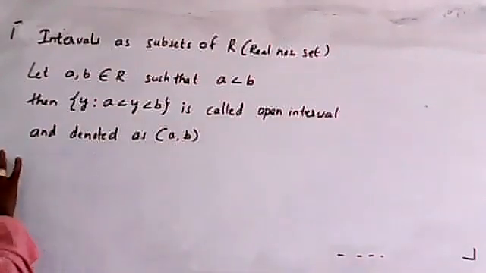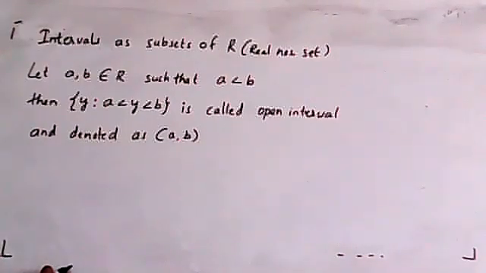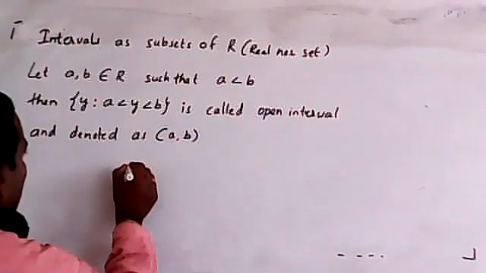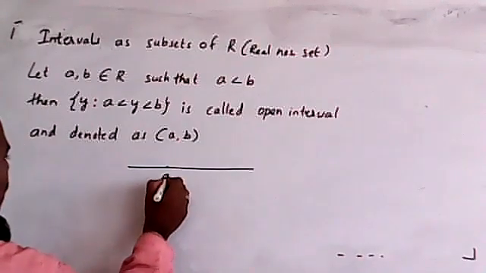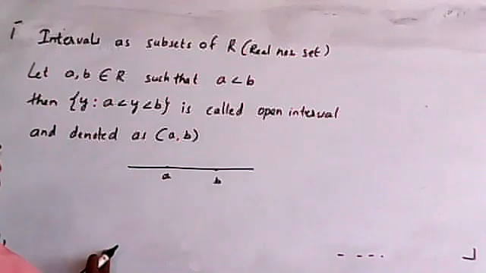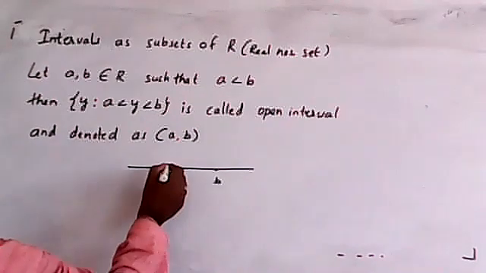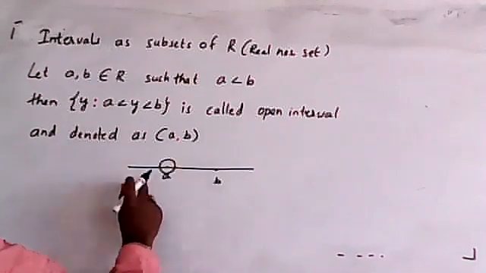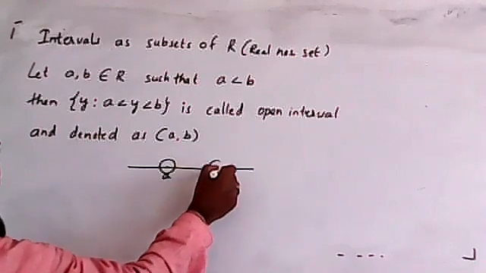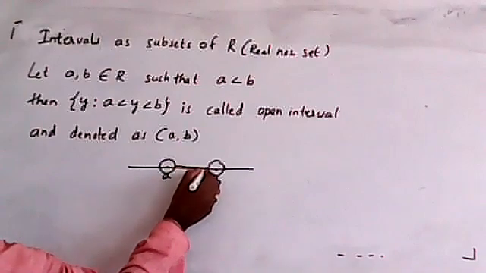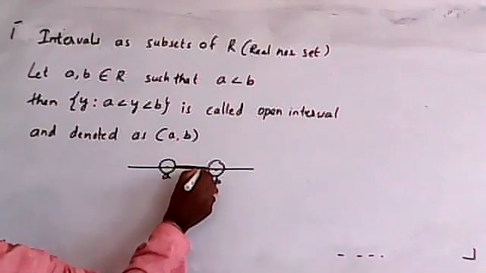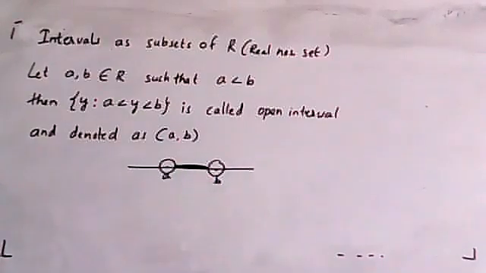So the meaning of this is, if you go on the real number line, say this is the real number line, and you have here a, here you have b. We are not considering the element a, and we are not considering the element b. We are considering only this portion, not these two. That we call an open interval.